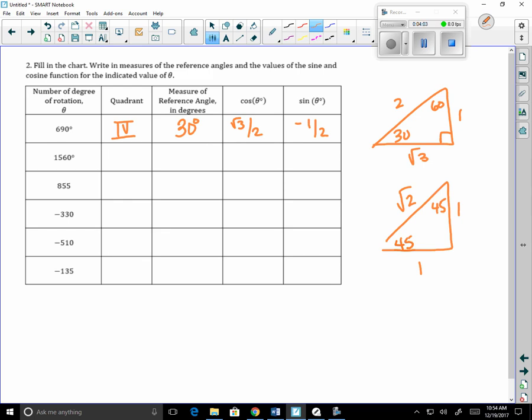1560 is way too big, so if I subtract 360 a bunch of times, I get 120, which is in quadrant 2. 120 has a reference angle of 60. And in quadrant 2, cosine is negative, and the cosine value of 60 is 1/2, so negative 1/2. Sine in quadrant 2 is positive, so that's going to become the square root of 3 over 2.